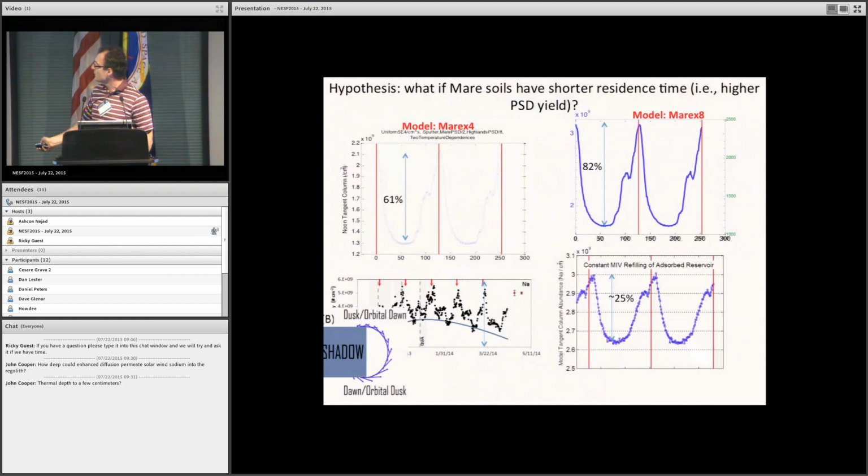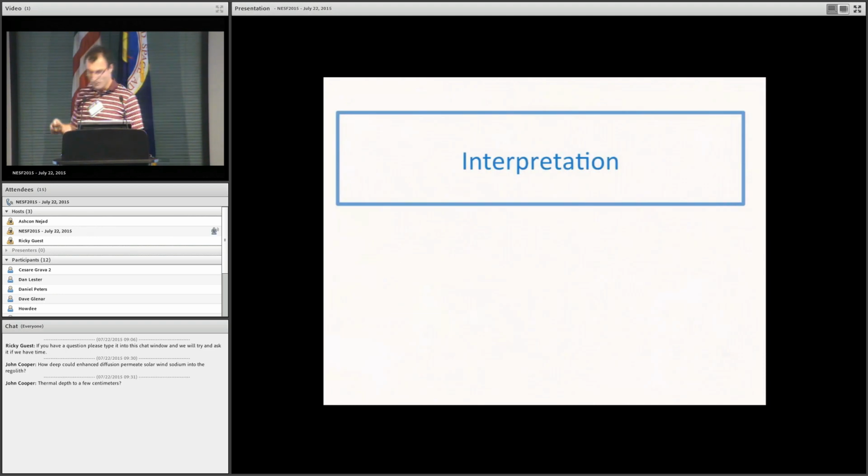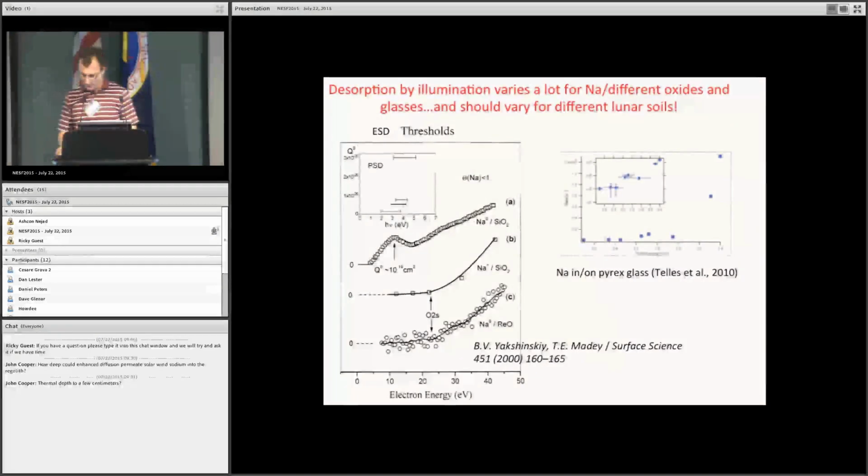So a last set of models is actually pretty similar. What if it's not the source rate that varies, but once particles fall onto mare versus highland soils, they have radically different photon-stimulated desorption efficiencies. And here it is shown that by assuming 4 and 8 times shorter residence times or photon-stimulated desorption cross-sections, you can begin to produce more of a variation in 1 month.